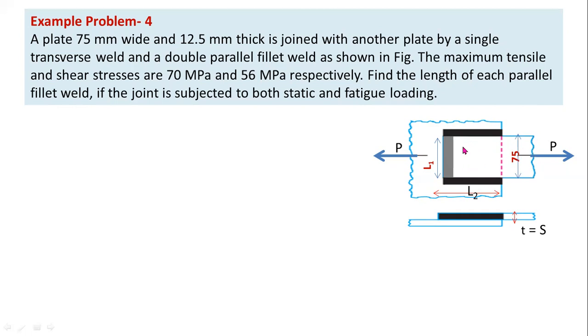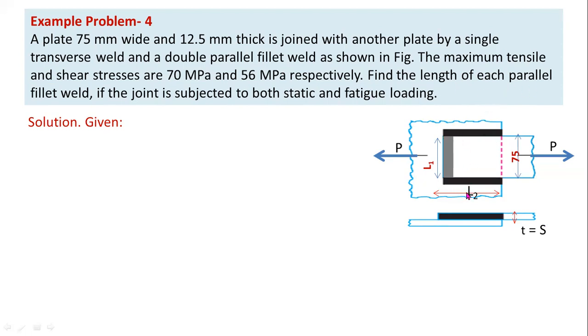Okay. This is the combination of transverse and parallel fillet welds problem. The given question is: a plate of 75 mm wide and 12.5 mm thick is joined with another plate by a single transverse weld and double parallel fillet weld, as shown in figure. The maximum tensile stress, that is sigma t, equals 70 megapascal and shear stress tau equals 56 megapascal. Find the length of each parallel fillet weld.